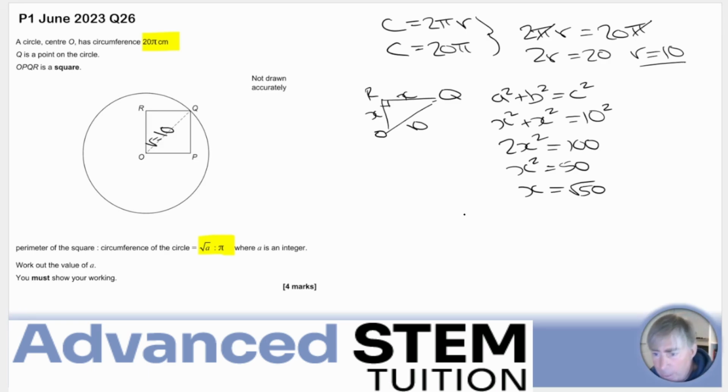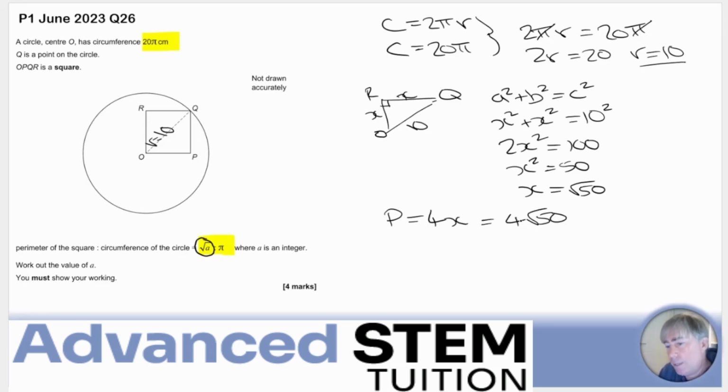Now, at this point, I'll think about simplifying this, but notice that the a is the only thing under the square root sign. So what we're now going to do is work out our perimeter. The perimeter of our square we're going to call P, and I know that that's equal to 4 lots of our side length, 4x, which is equal to 4 root 50.